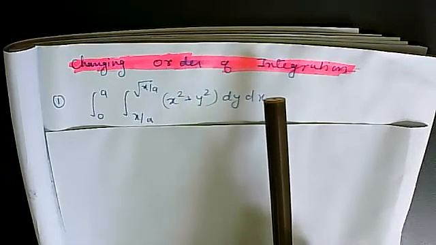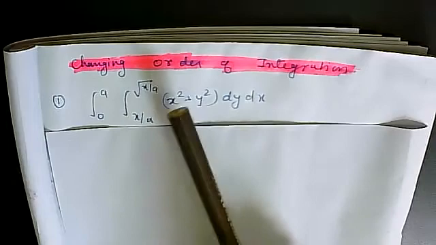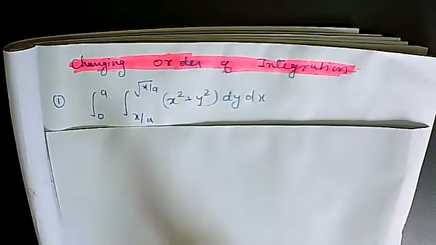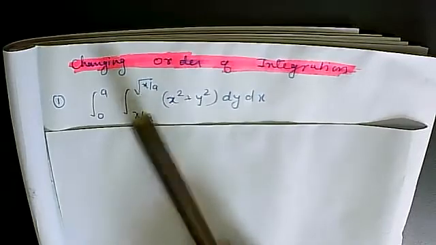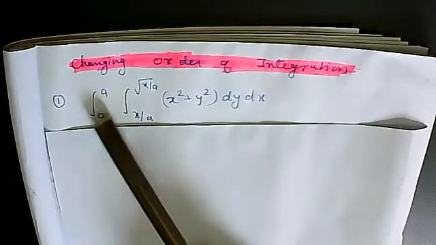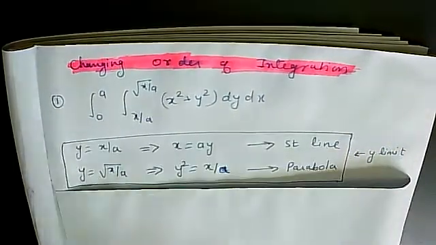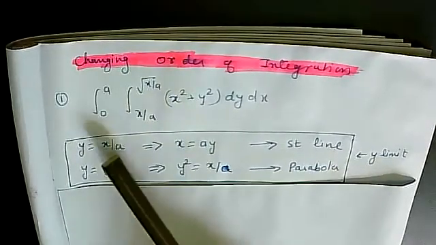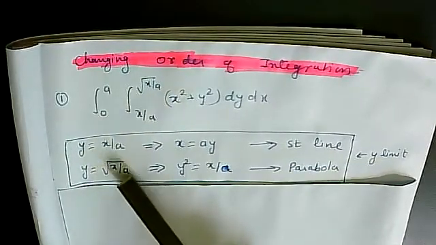Now how is this done? For that we need to understand the region. See here, x is sitting in the limit. If x is sitting in the limit, it is a limit of y. So definitely this is a limit of x. So I can write down the limit for this integral like this. See, y is from x by a to root x by a.